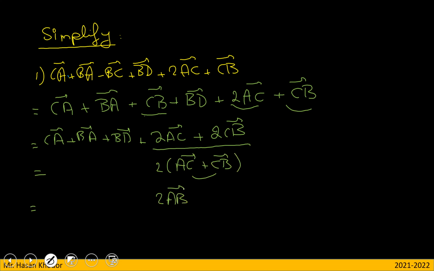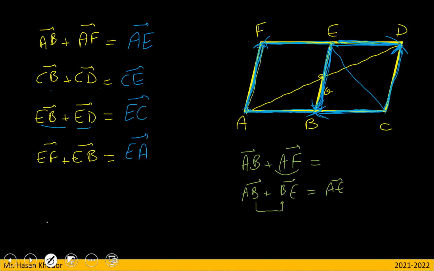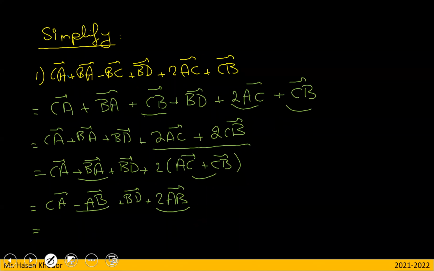But what do we do with the others? Here we have CA plus BA plus BD. Do we have any consecutive vectors here? No. But look at this one. Let's flip AB. What do we get if we flip AB? Minus AB. So what do we benefit from this? We have 2AB minus 1AB. What do we get? AB. So this is CA plus 1AB plus BD.